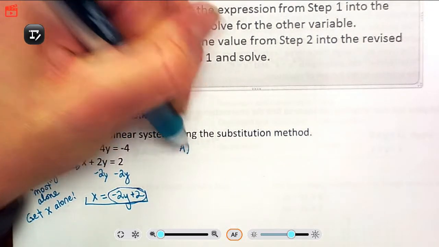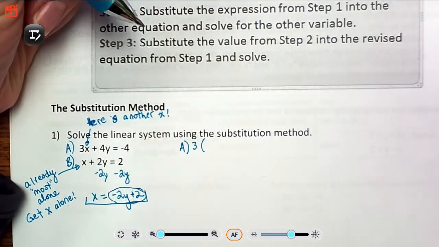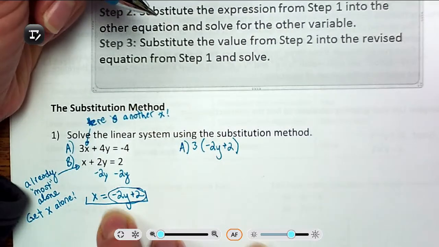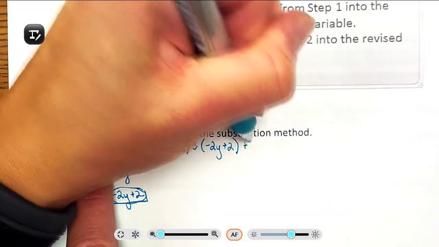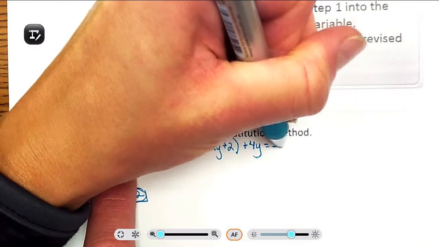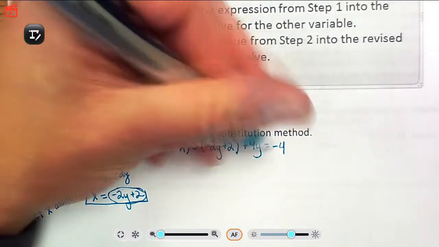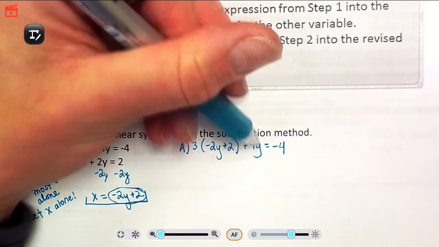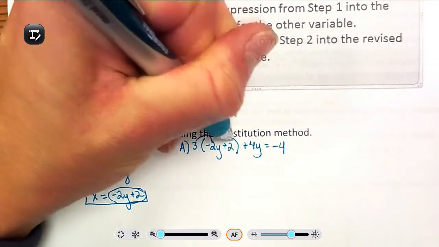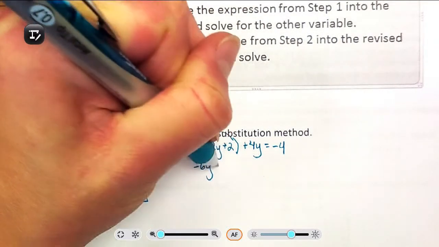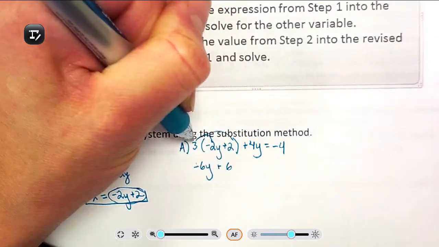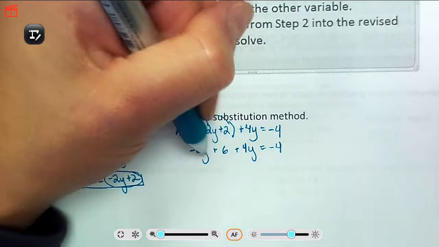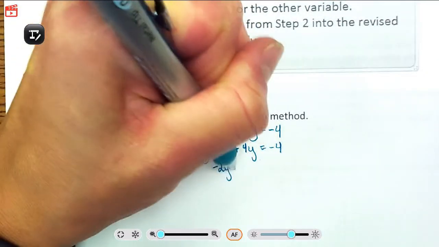So I'm going to go to the A equation now. 3, everything that x is equal to, negative 2y plus 2, close it up, continue writing that A equation, plus 4y equals negative 4. Okay, now go back to algebra land and just distribute and combine like terms and try to get your y alone. The cool part about this is now we only have y's left. Okay, negative 6y plus 4y is negative 2y.